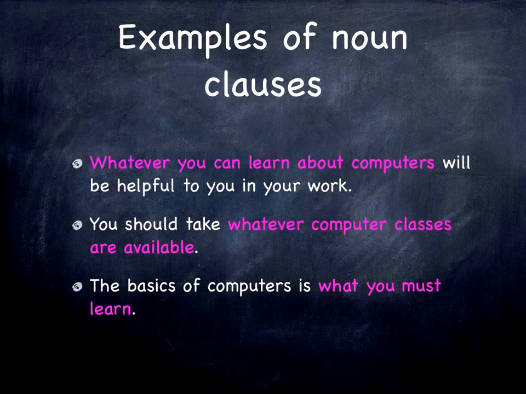So the first thing you want to do is find the essence of the entire sentence. Something will be helpful in the first sentence. What will be helpful? We're not saying computers will be helpful. We're saying whatever you can learn about computers will be helpful. And we see that that whole clause has a subject, a verb, but can't stand by itself. That entire clause is the subject of the sentence. We don't have a one-word subject in this case.